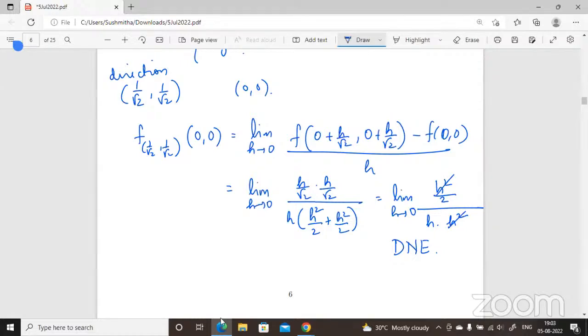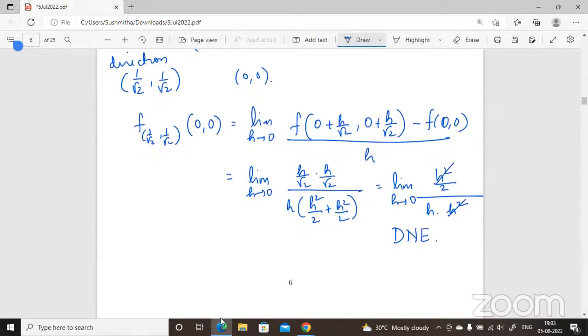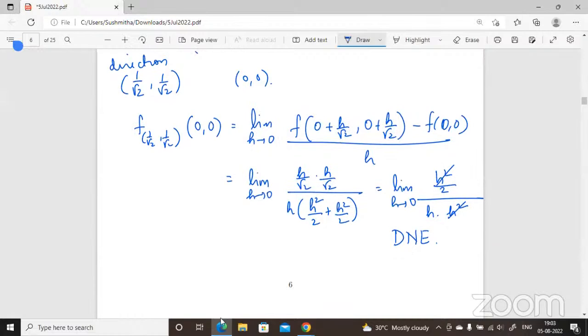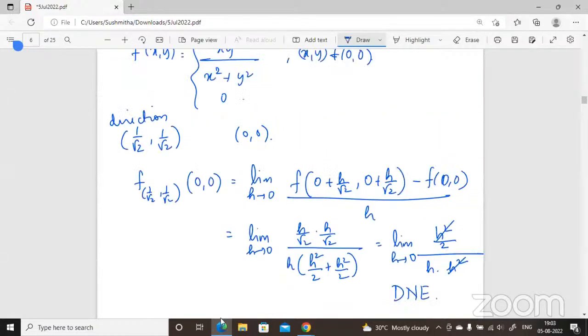We can use L'Hopital's rule because it turns into a single variable, that is h. This is a single variable limit, not multivariable. Yeah. Ma'am, here h squared by 2, how did you get that h into? I just substituted this here in the function.